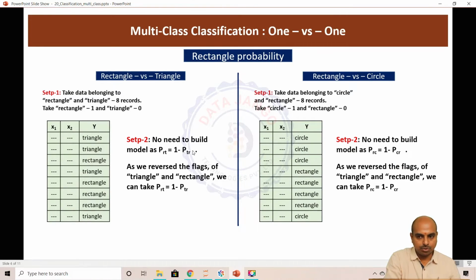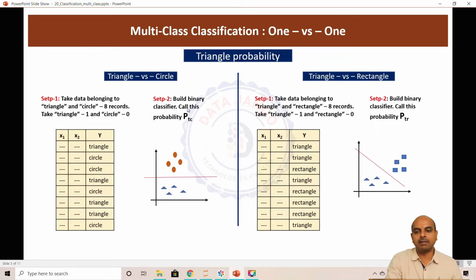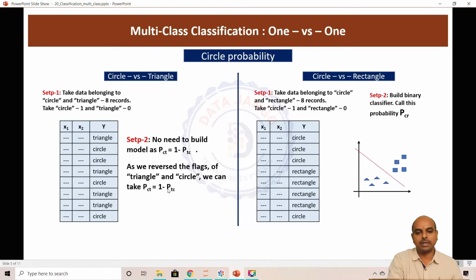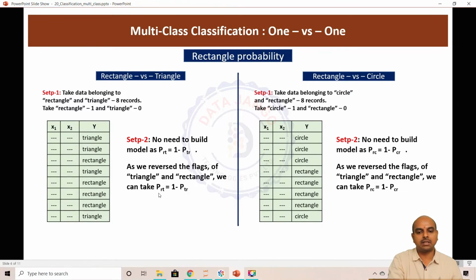And for the rest of the two pairs also, you need not build models. For rectangle versus triangle, you will give rectangle 1 and triangle 0. But previously, we have built triangle versus rectangle where we gave triangle 1 and rectangle 0. So you can take 1 minus PTR to calculate RT. Right? Just the labels flipped, so the probability will actually flip. I think you can understand. You need to think a little bit and understand.